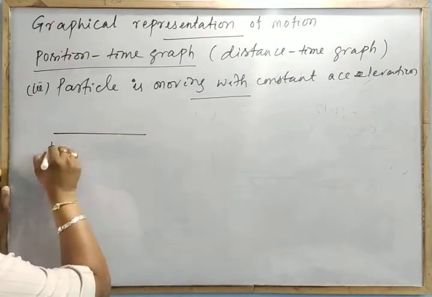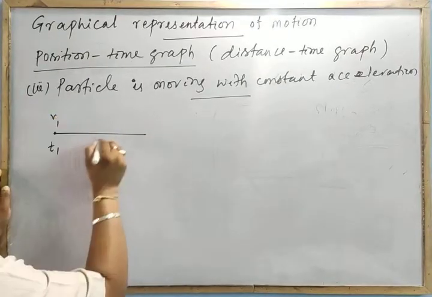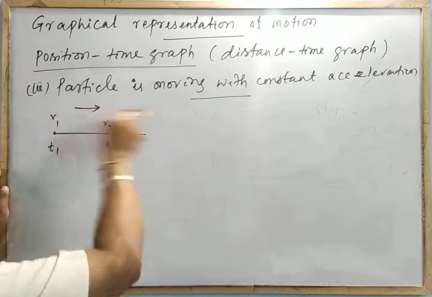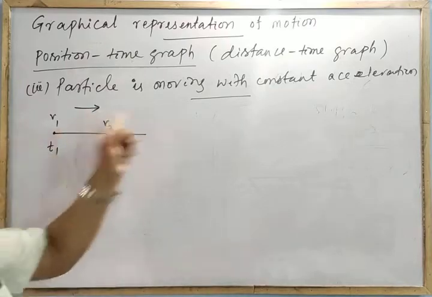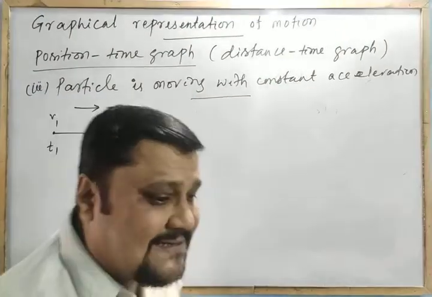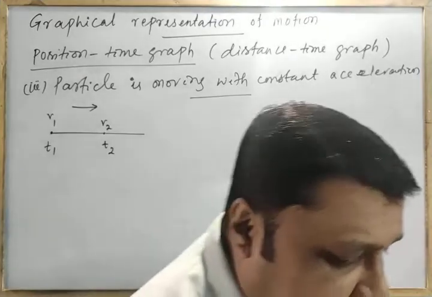At time t1, at this point, its velocity is v1. At time t2, its velocity is v2. And the particle is moving along this direction, towards the right. And velocity is increasing because this is a positive acceleration. I have considered a positive acceleration. So if you plot the position time graph.